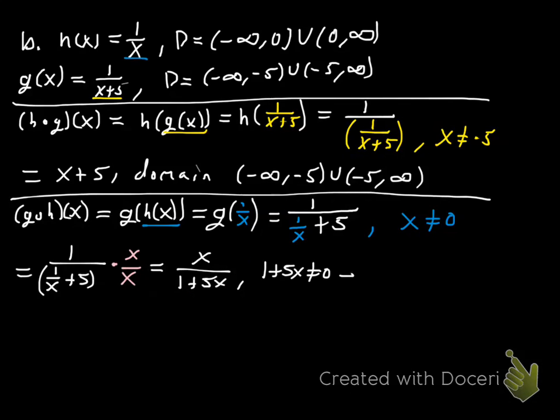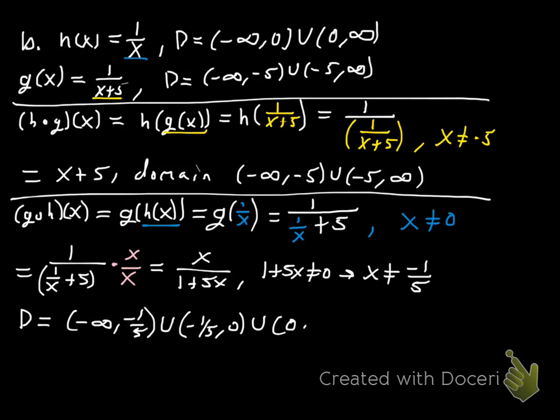Okay. So how I came up with that is I subtracted 1 from both sides, and then I divided by 5. So your domain is going to be everything except for 0 and negative 1/5. Okay, so negative infinity to negative 1/5, negative 1/5 to 0, and then 0 to infinity.